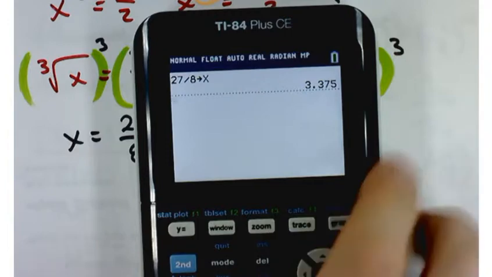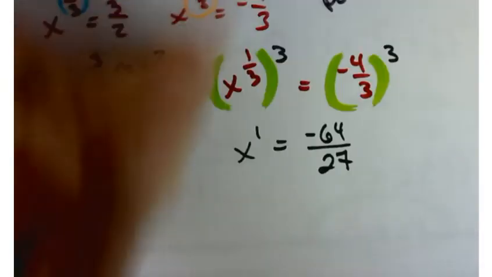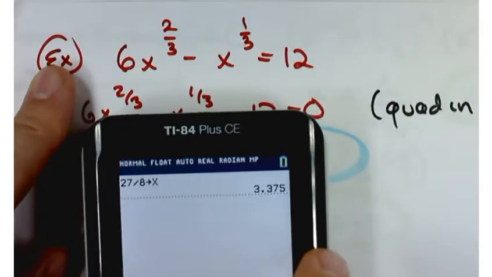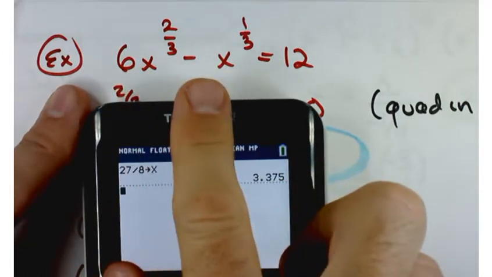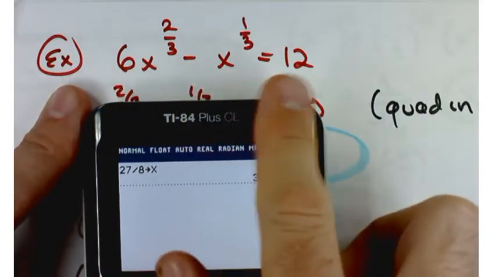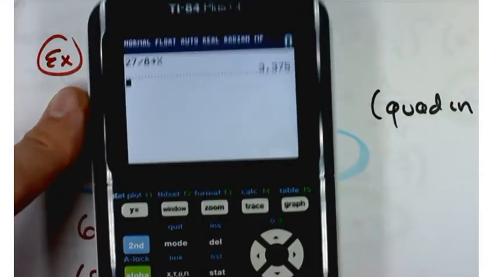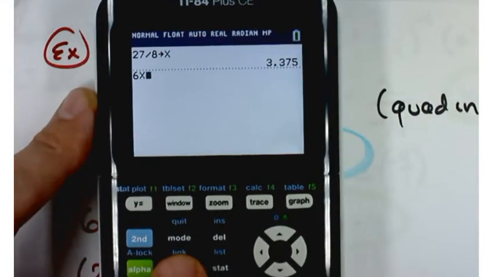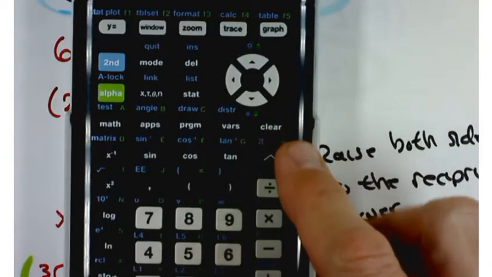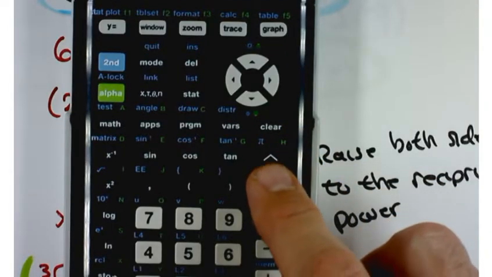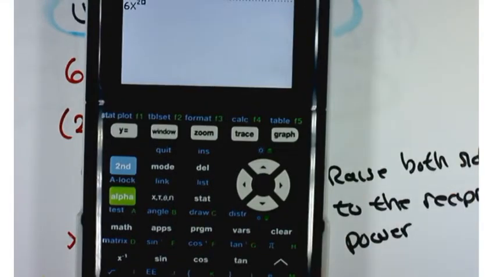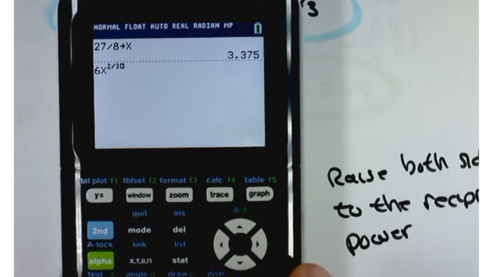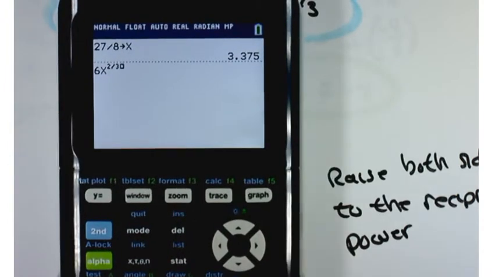Okay. Let's type in one of these two equations, and it doesn't matter which one we use. If we use this one, if we type in 6x to the 2/3 minus x to the 1/3 and press the enter key, then I should get 12. So let's try that. 6x. If I want to raise to a power, I use the key above the division sign, or raise to the x, to the 2 divided by 3. If you're doing this on an old TI-83, you need to put that 2 over 3 in parentheses.